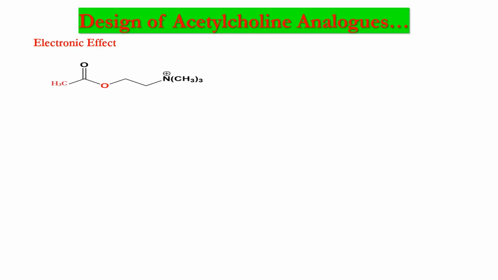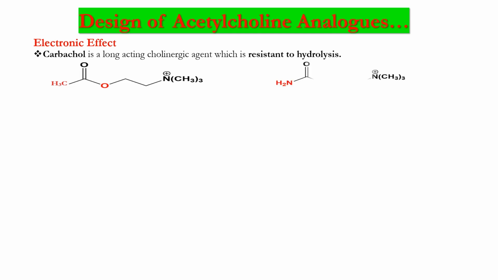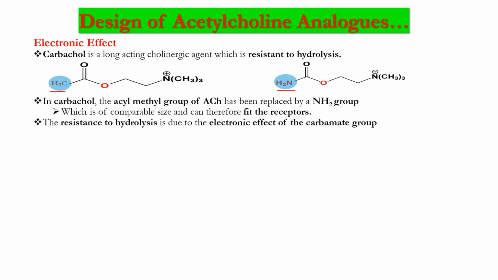The second approach to tackle the instability of acetylcholine is the electronic effect. We'll discuss the electronic effect using carbachol, which is a long-acting cholinergic agent that is resistant to hydrolysis. It can be made by simple conversion of the methyl of the acetylcholine to an amine group, which has comparable size. Hence, in the case of carbachol, the acyl methyl group is replaced by the amine group, as I have already said.